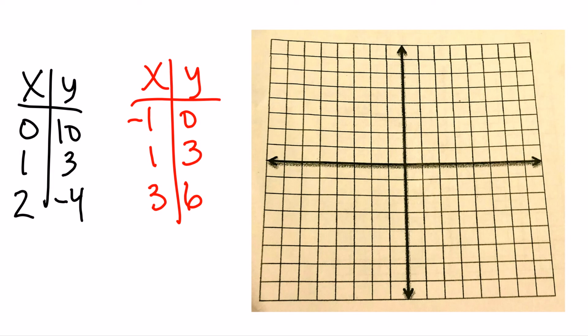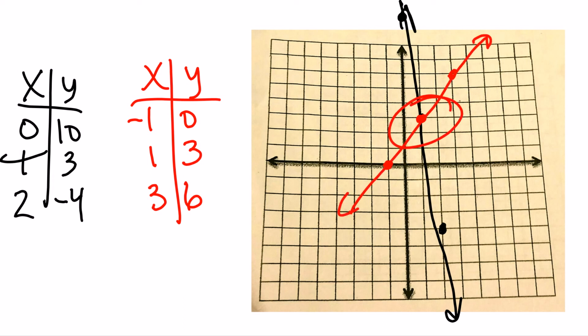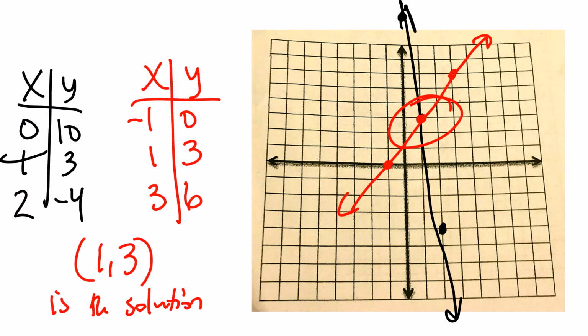Alright, so I made my xy charts with the points I'm going to use. So I have 0, 10, so 0, 10 is probably right here. We go 1, 3, and then 2, negative 4. Alright, make my line. Now I do my red line. Negative 1, 0. I have 1, 3, and 3, 6. And I already can see where they're going to intersect. My solution is 1, 3. Alright, and that's it for 15.